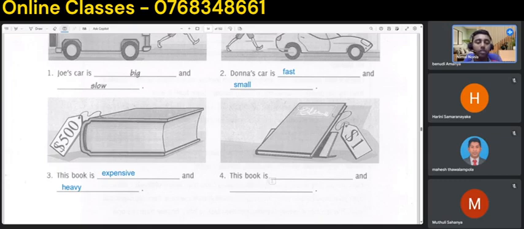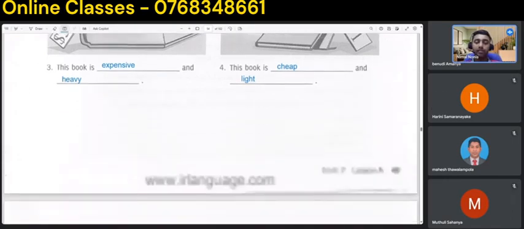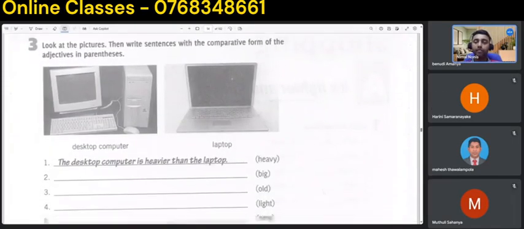If you look at this one, this book is only $1. Then it's a cheap one. This book is cheap, it's not expensive. And this book is light as well. This book is cheap and light. So we are using those words to write sentences. Now let's look at the next one.